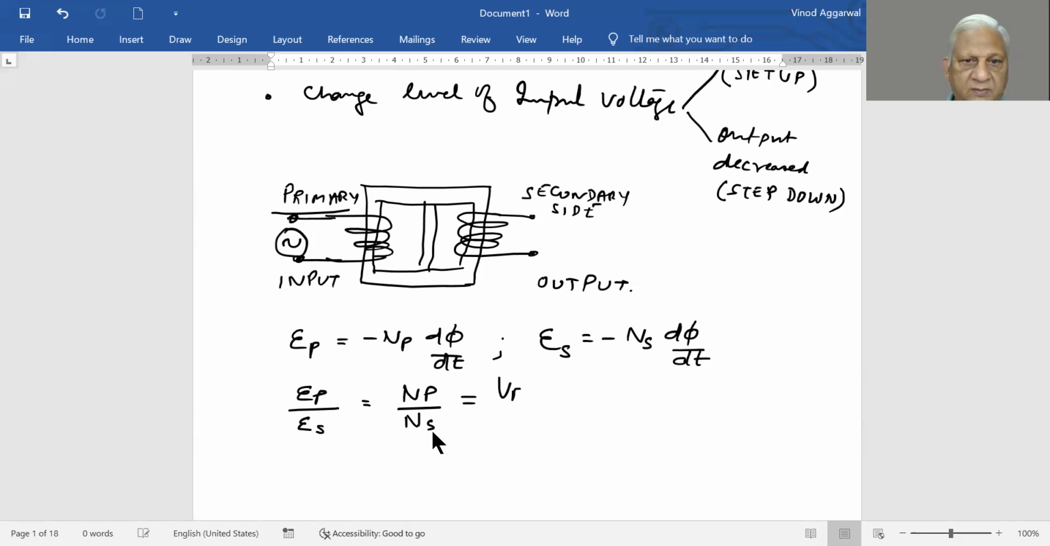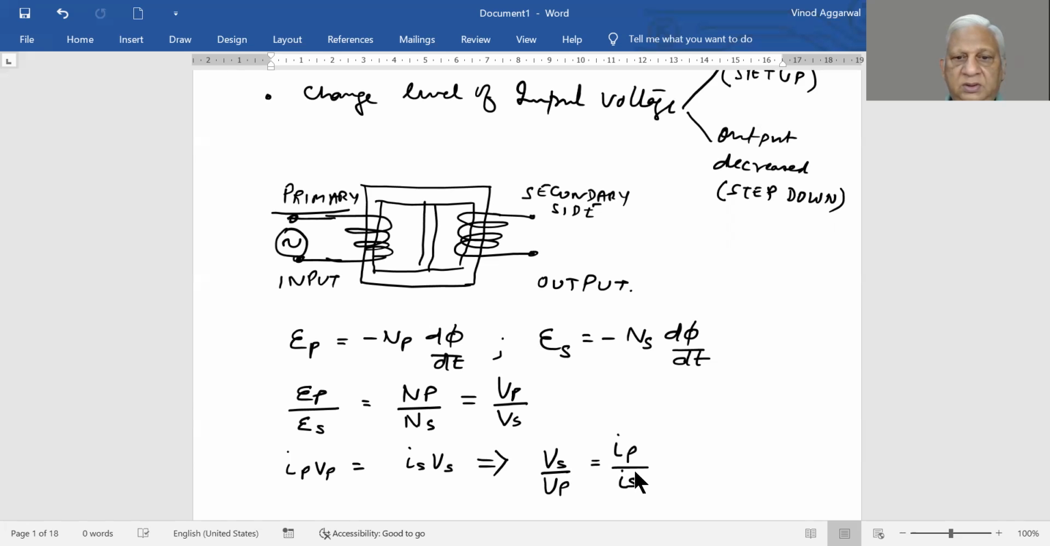This E can be replaced by voltage also. And we also have, since all the power here is transferred to all the power here, assuming there is no losses, then what you have is IP, the current in primary, and IS, the current in secondary, power.